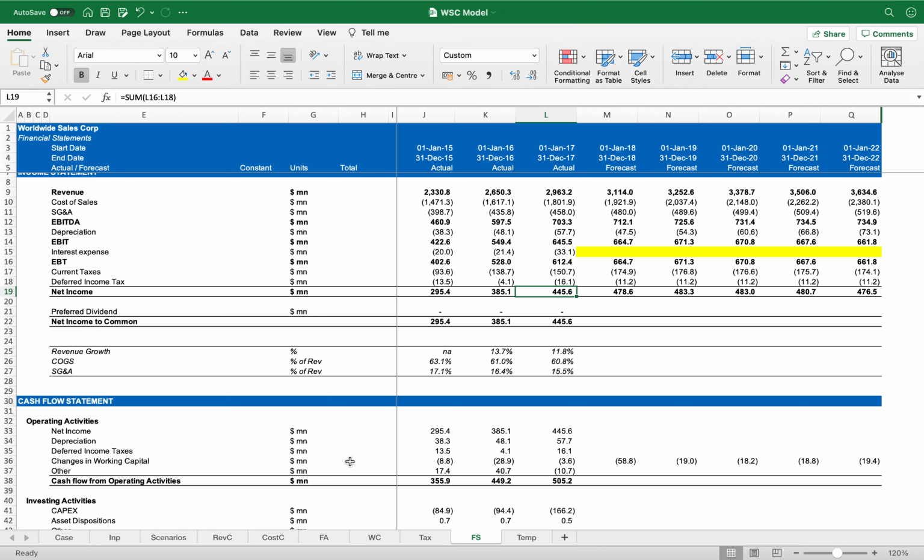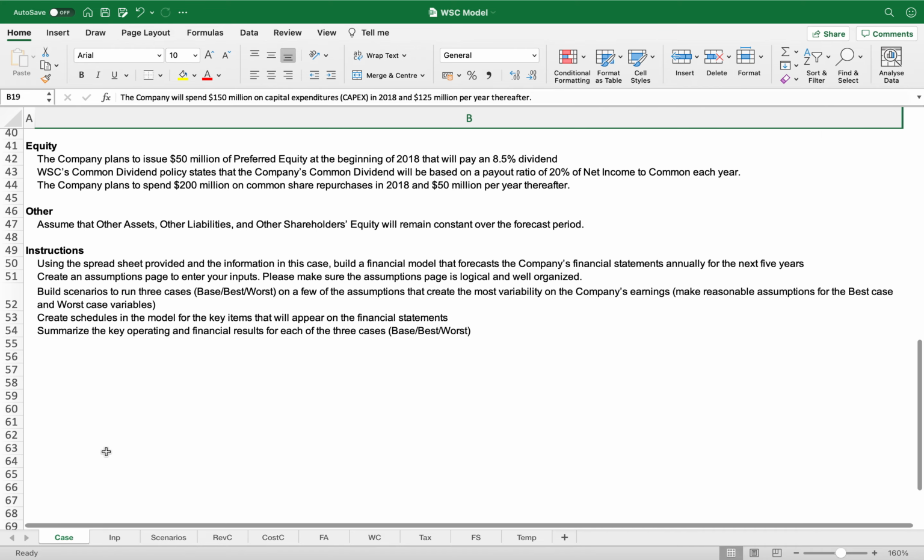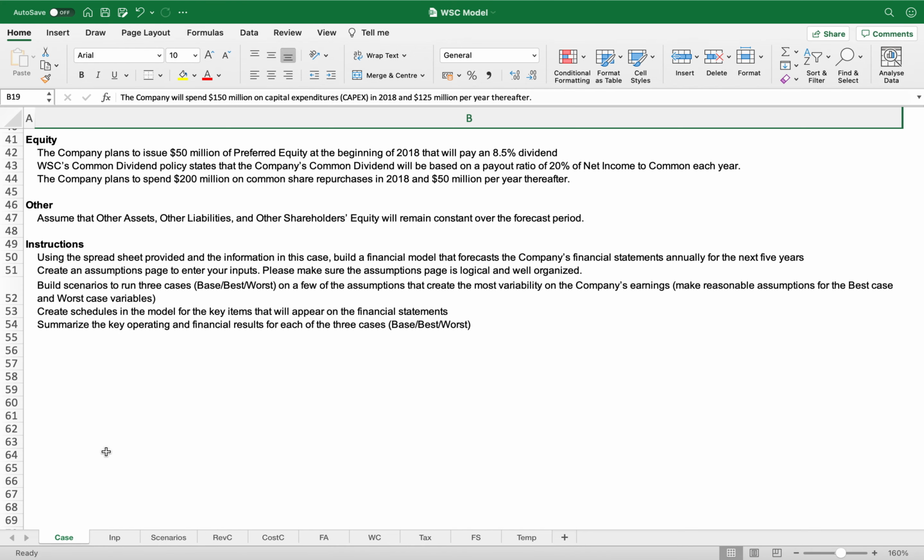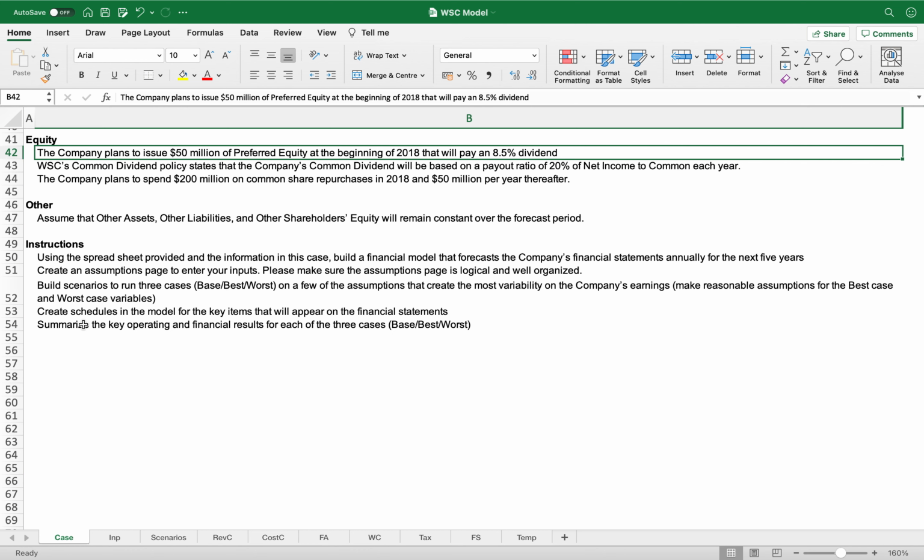Now, if you are done till this point, let's do one more computation as a part of this video, and let it be the equity computations. So what do we have in equity? We are given that the company plans to issue 50 million of preferred equity at the beginning of 2018 that will pay an 8.5% preferred dividend. So you are going to issue preference shares amounting to $50 million in 2018, and the preference dividend rate is 8.5%.